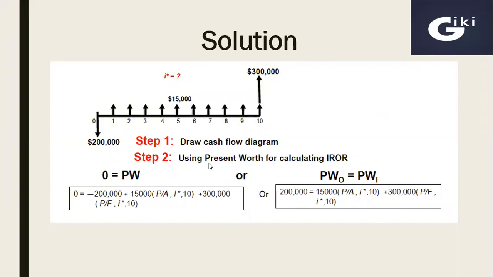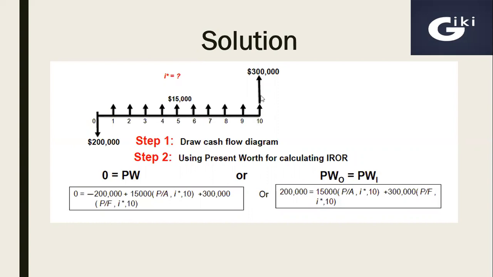Now the step 2 was using present worth for calculating IROR or ROR. We have set up the equations. Present worth is equal to 0, or present worth of outflows is equal to present worth of inflows. So that would be 0 is equal to minus 200,000, that is outflow, plus 15,000, that is inflow. And this is annual series of payment. We need to calculate present worth, so we use P over A factor.